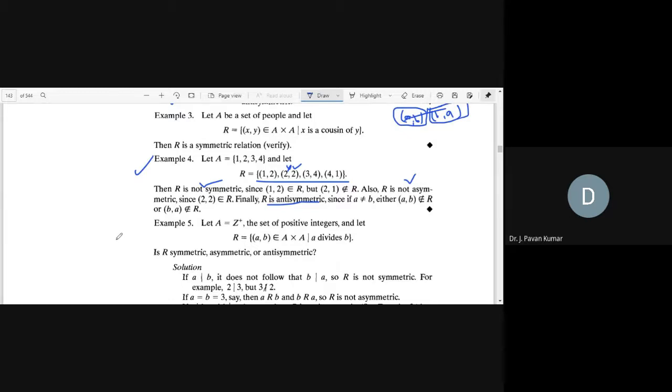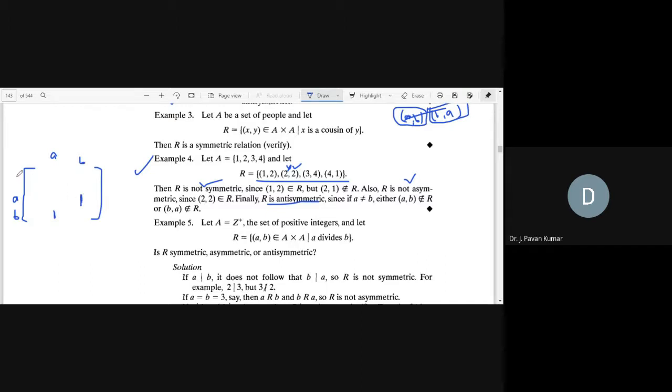Now by using matrix representation, how could we identify it? Suppose a symmetric relation is there, where we have a comma b. Let us say a is here, b is here, so for a comma b we have 1. Then b comma a should also be present. So for b comma a we have b here, a here, and the corresponding value is filled with 1. Then we can claim it as symmetric.